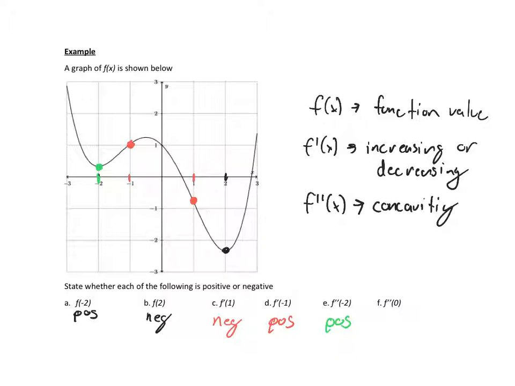F double prime of 0, at this point, we want to consider, is the graph bent upwards or downwards? I would say that graph is bent downward, so f double prime of 0 would be negative.